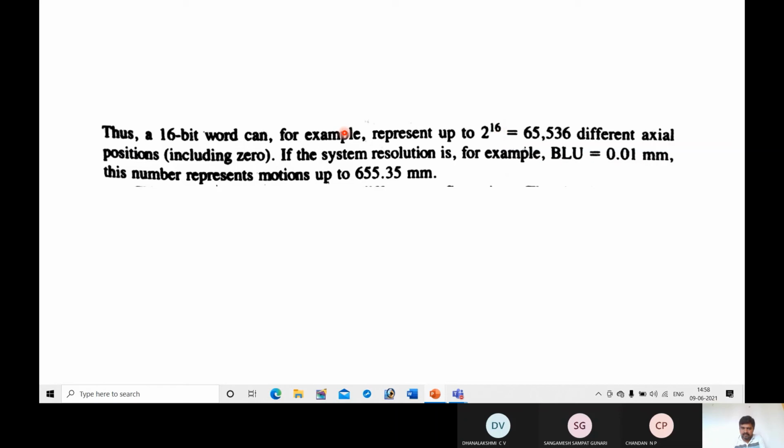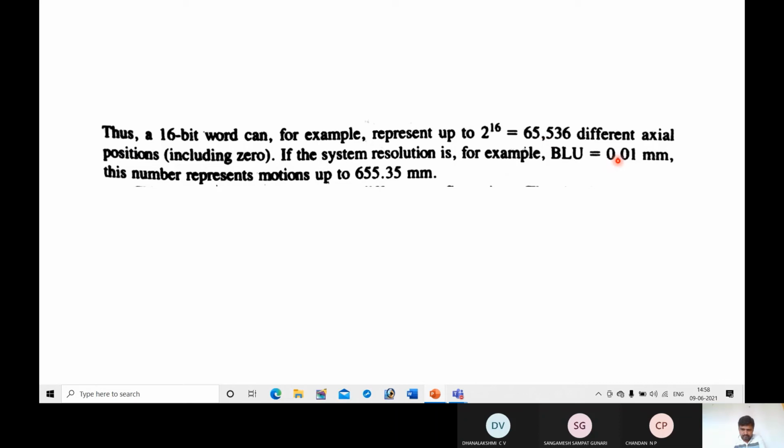N is the number of bits of the register. So it can store 65,536 positions. The meaning is it can store 65,536 positions. It will start from 0, and it also includes 0.